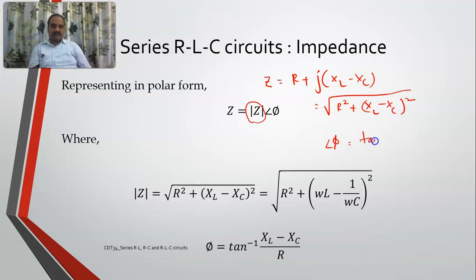Now what is the phase angle of this one? It is equal to tan inverse of XL minus XC, this entire imaginary part, by R. Okay, this is the magnitude. This is my angle. Okay, magnitude and angle. This is how your impedance is represented in rectangular and also in polar formats.